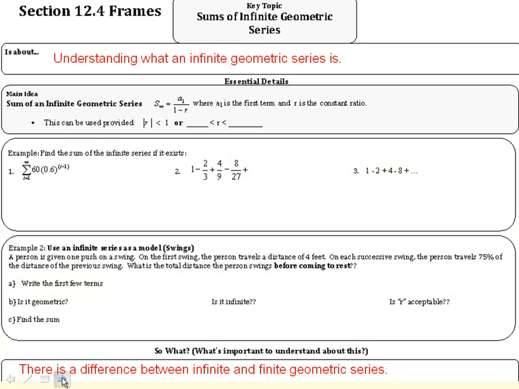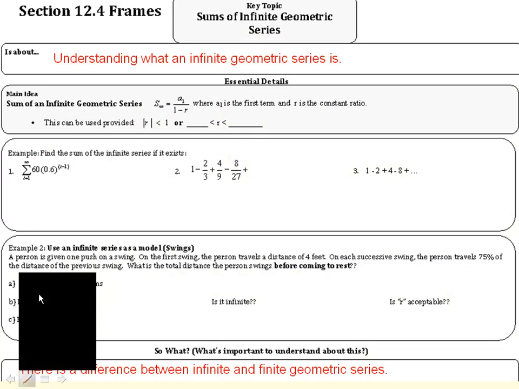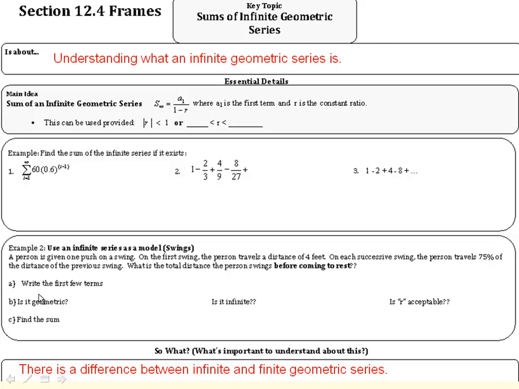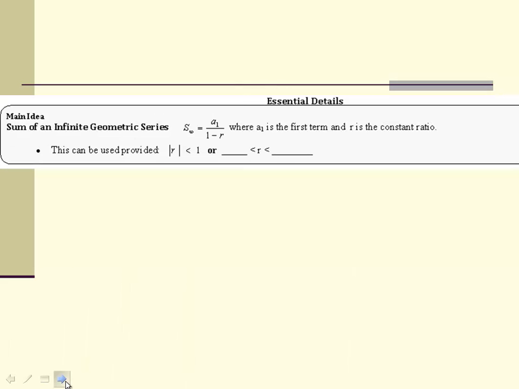What we want to start with is this idea that we're doing an infinite geometric series, and this infinite is super important. We want to know what's the difference between infinite and finite. We said finite yesterday was a specific number. We're adding up a specific number of terms. What does infinite mean? It goes on forever and ever and ever. And so that's the difference that we're working with today.